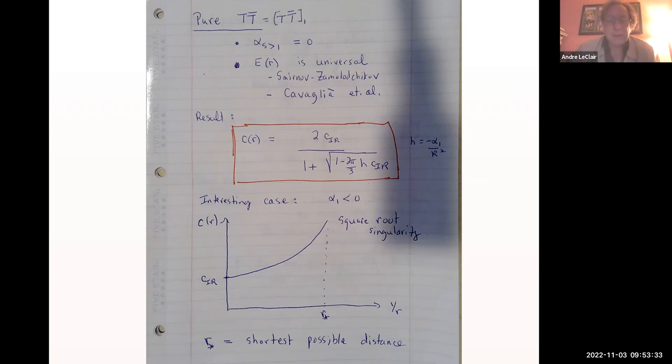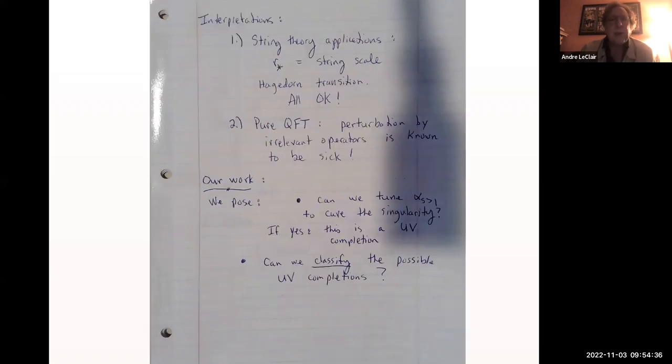It means that if you plot C as a function of 1 over R, there's a shortest possible distance. I mean, at distances shorter than a certain R star, which is simply where the argument of the square root becomes zero, this ground state energy is not even well defined. Okay. Now, of course, there's a lot of interesting work about what this actually means. You know, how do you fix this? You know, maybe there is some phase transition, but that's not the view we're going to take. But in any case, the main point here is that there's a shortest possible distance. Okay, if you just do TTbar, at shorter distances, what's really happening is still not known.